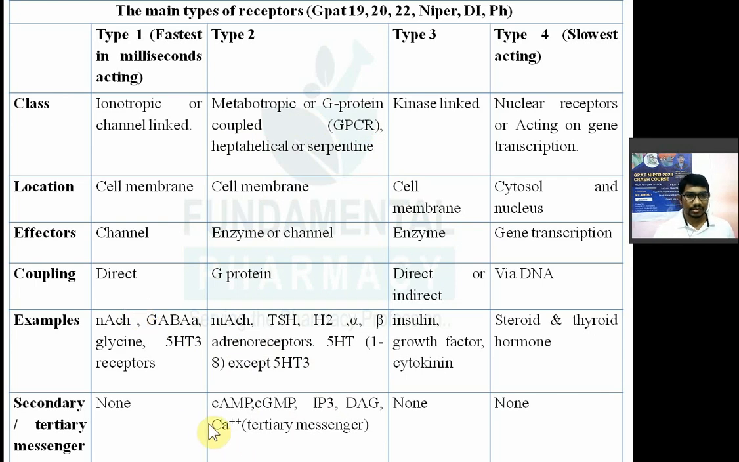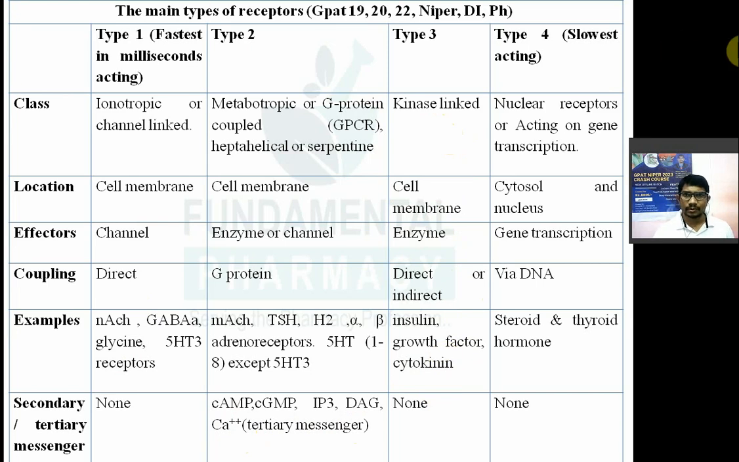सेकेंडरी मैसेंजर होता है साइक्लिक जीएमपी IP3 DAG. टर्शियरी होता है कैल्शियम, राइट. टाइप 3 रिसेप्टर होता है काइनेज लिंक्ड और टायरोसिन काइनेज लिंक्ड और एंजाइम लिंक्ड रिसेप्टर. और यू कैन से they are present on the cell membrane. Their effector is nothing but the enzyme. They are coupled directly or indirectly. Example is insulin receptor, growth hormone receptor, and cytokinin receptor.